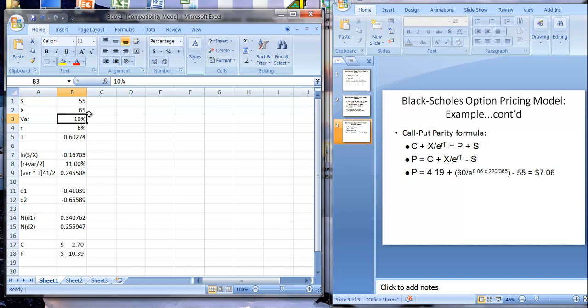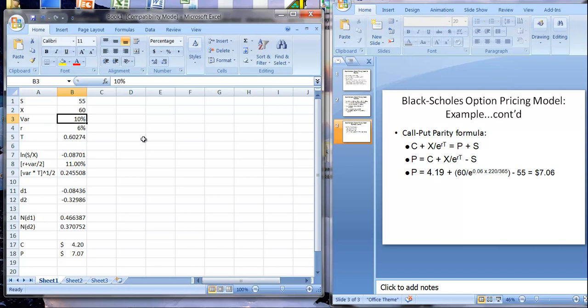So for the call option, you'd be buying at a higher price. For the put option, you'd be selling at a higher price. That's a good thing for the put, a bad thing for the call. Okay, we'll go back to our original 60. What happens when the variance gets higher?